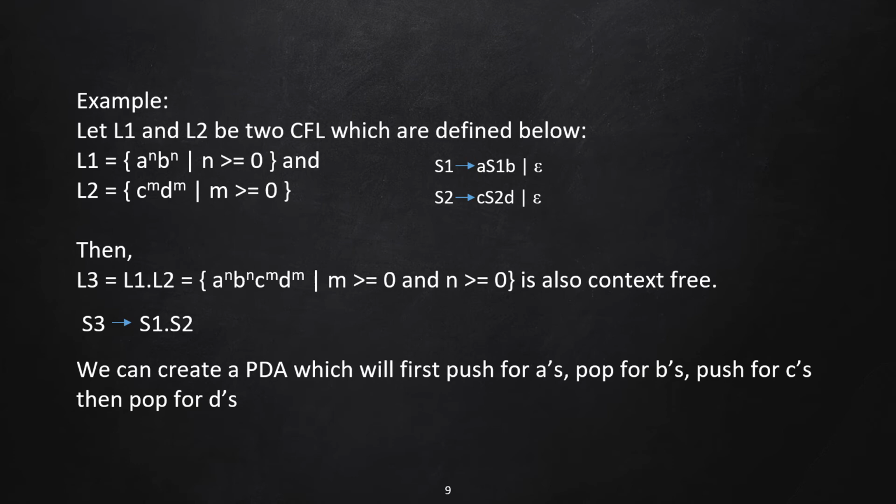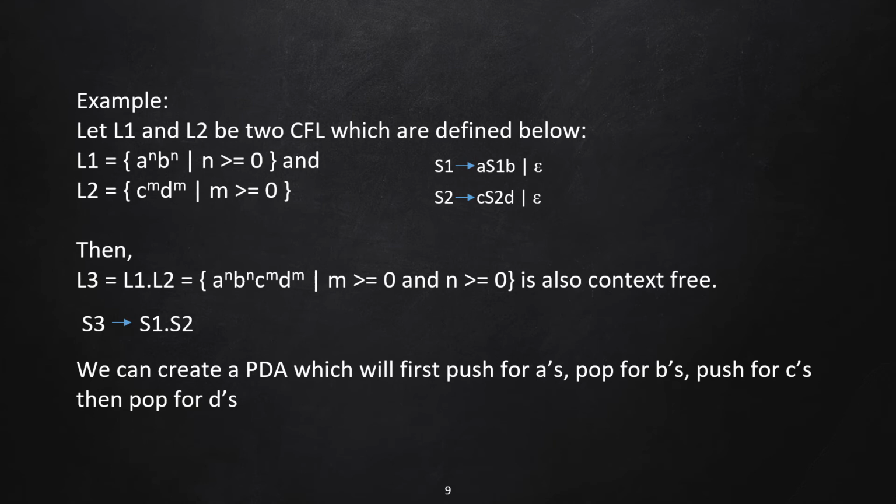For L3 we can create a pushdown automaton which will first push a's and pop b's. After that it again pushes c's and then pops d's. It shows that we can create a pushdown automaton for L3. So L3 is a context-free language.